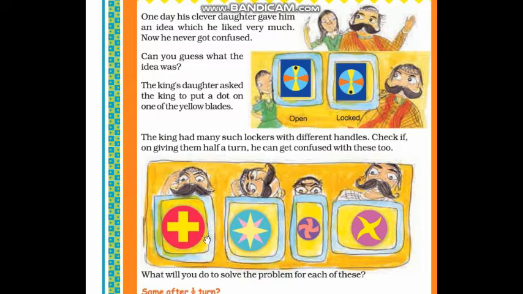We can put a dot on one blade of each handle. Here 4 handles are there, so we can put a dot on one blade of each. So the king will not get confused about whether the locker is open or locked. So let's put a dot on one blade of each handle.